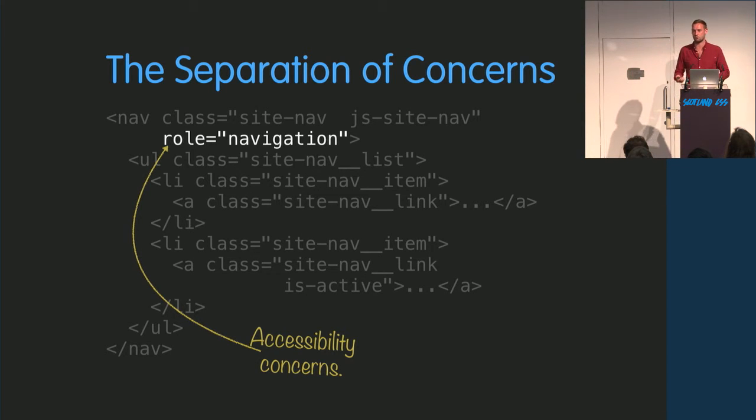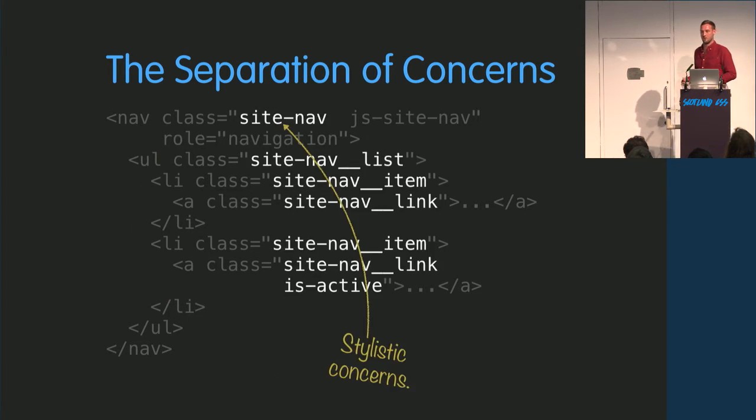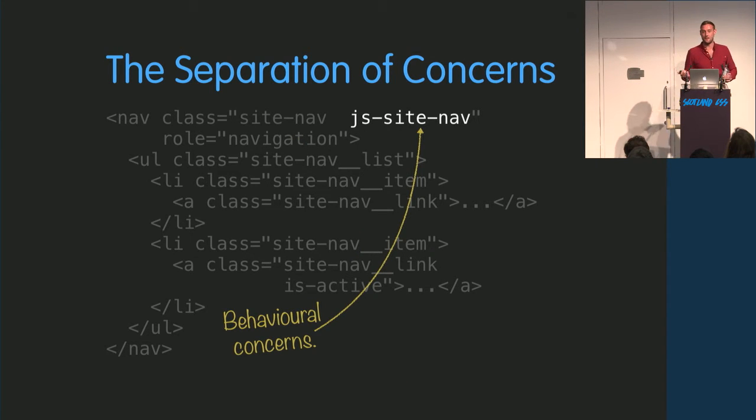Once I've made that decision, I should be able to forget all about that and step on to my next concern, which is styling. It doesn't matter what semantics are being used. It doesn't matter what elements I used. It doesn't matter what ARIA role I have used. Right now, I only care about how this looks. And once I've done that, I can step forward onto my behavioral stuff. This allows me to combine and compose these things, study them in isolation.